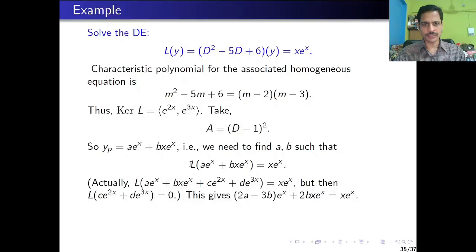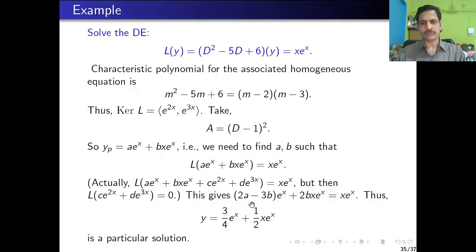So when we substitute a e raised to x plus bx e raised to x in the equation Ly is equal to Rx, we get this equation, namely (2a minus 3b) e raised to x plus 2bx e raised to x is equal to x e raised to x, and comparing the coefficients we can determine the values of a and b. Substituting them back in the expression of yp, we get yp is equal to 3 by 4 e raised to x plus half x e raised to x as a particular solution for this differential equation.